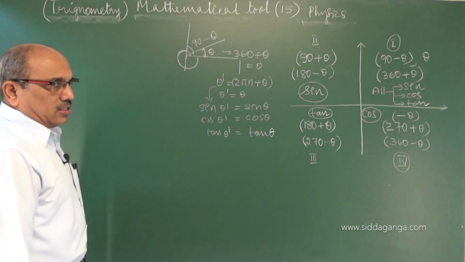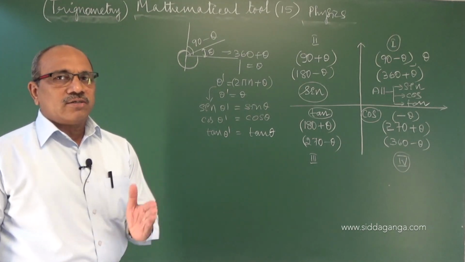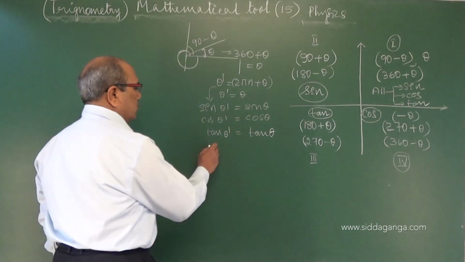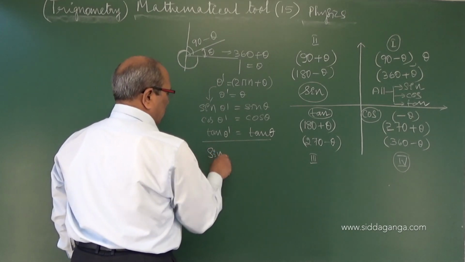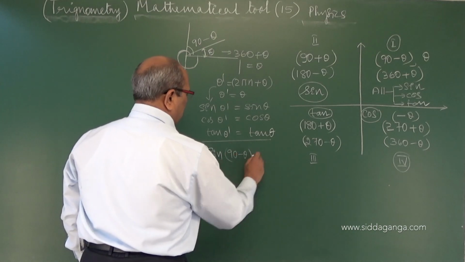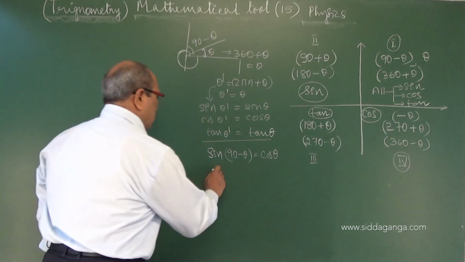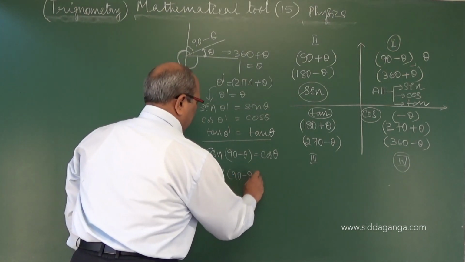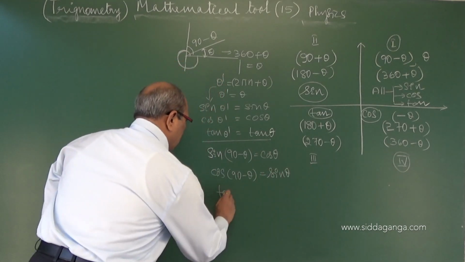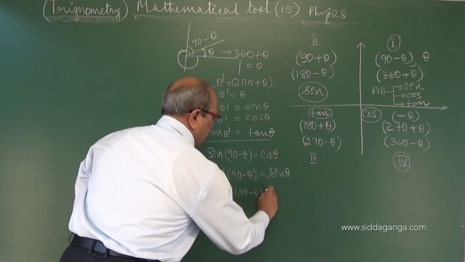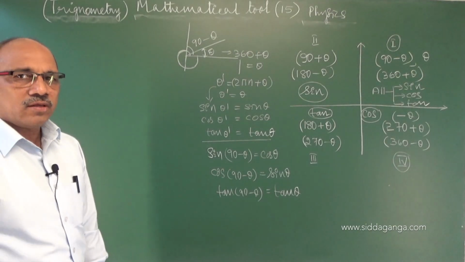And again 90 minus theta: I told you that whenever 90 plus or minus theta comes, the complementary function arises. So sine of 90 minus theta becomes cos theta, and similarly cos of 90 minus theta becomes sine theta, and tan of 90 minus theta becomes cot theta. No variation at all, it remains the same.